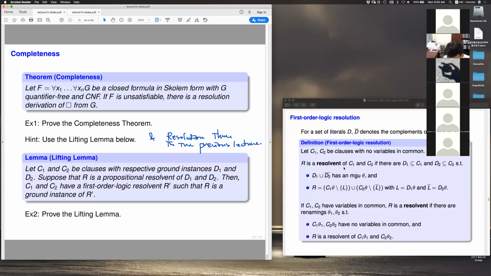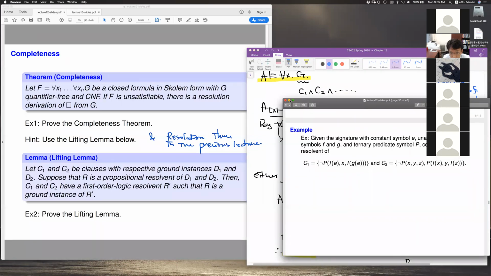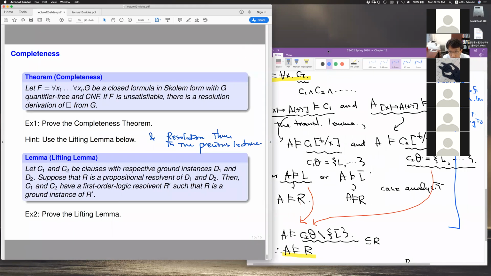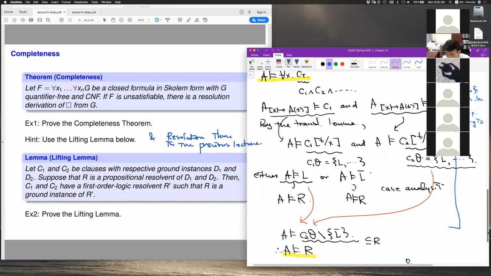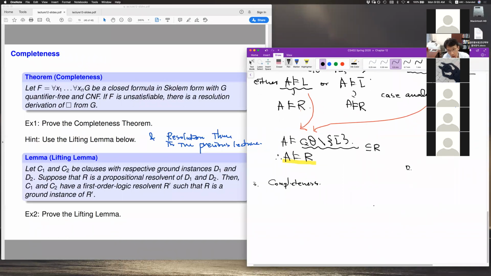Okay, so let me show you how to do this. So let's try to prove the completeness. I'm not going to give you a really detailed proof, but I will give you a pictorial description of how the proof works, the key idea of the proof. And by the previous lecture that I've talked about, start with F.